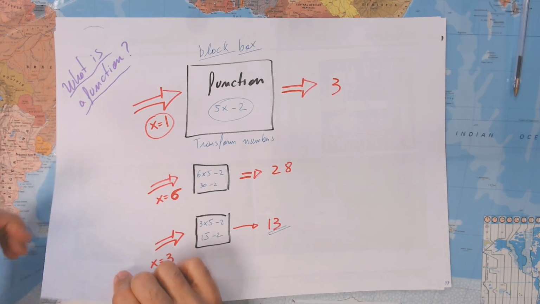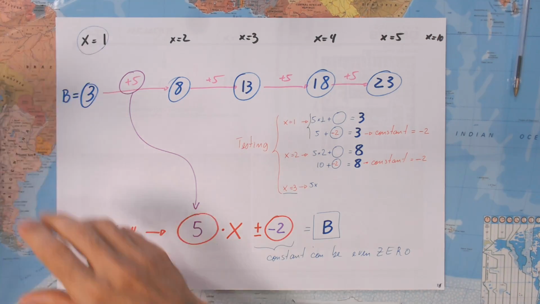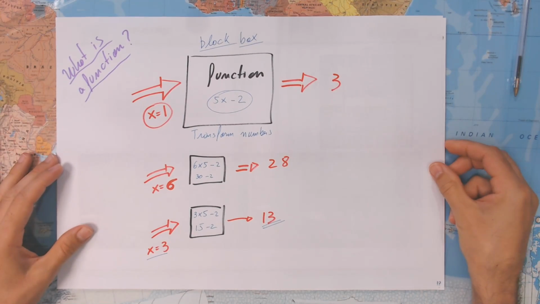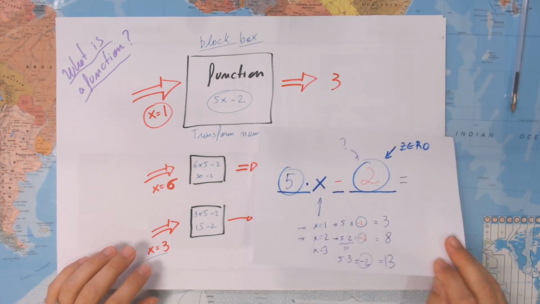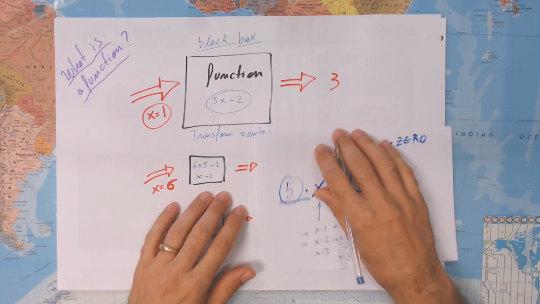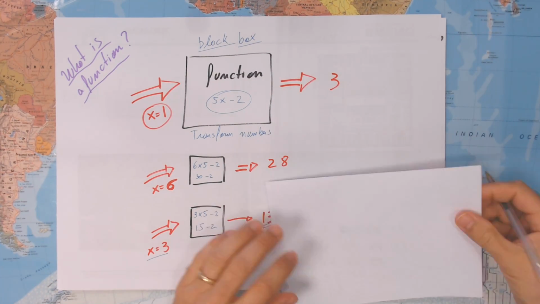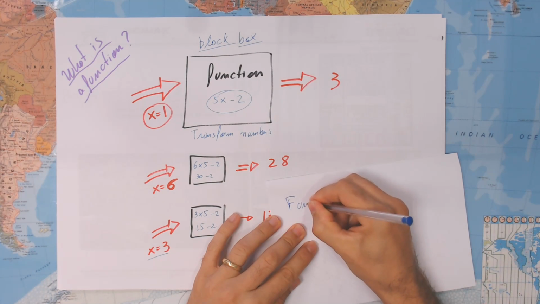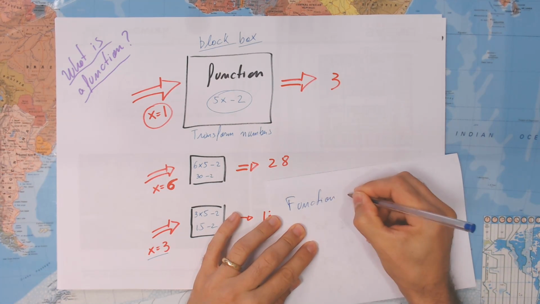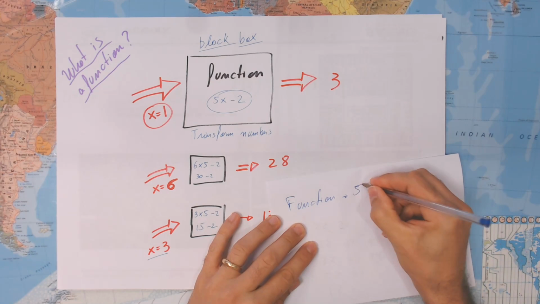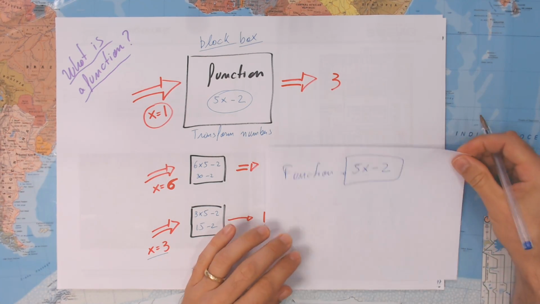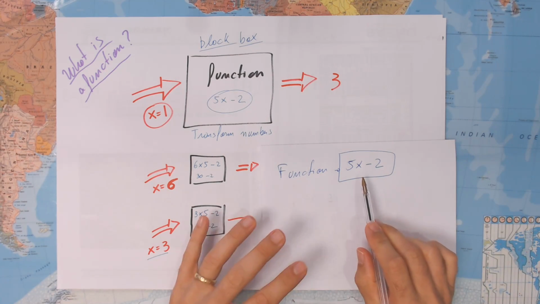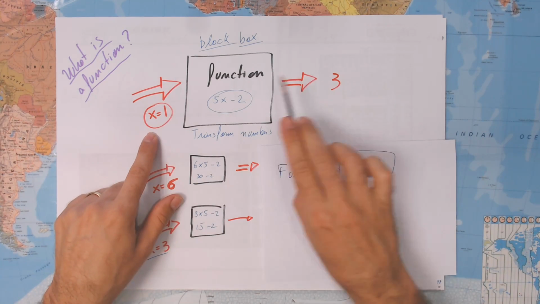We have discussed it, just remember, okay? This is our last class. We are going to call this a function, okay? So our function, in this case, is 5x minus 2. This is going to be a function, and it is going to transform something into something else, okay?